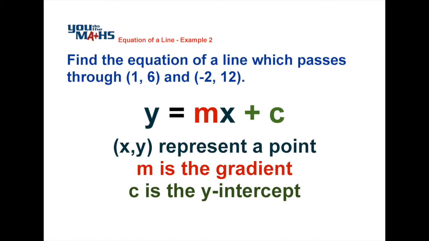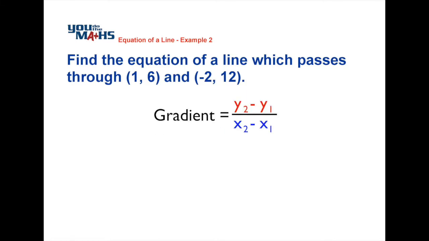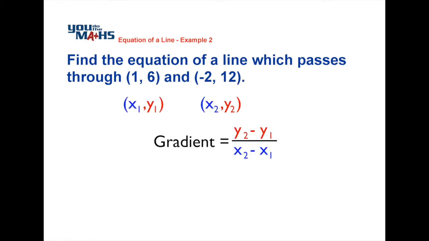If we put negative 2, 12 and the point 1, 6 on a pair of axes, and it is a sketch graph only at this stage, we can see that the line will have a negative gradient, so m will be negative, but the y-intercept's unclear. So we use our formula for gradient between any 2 points. In this case we're going to label the first point x1, y1, remembering the little ones just represent a particular point, they don't have any value, and we'll use x2, y2 for negative 2, 12, and we're going to substitute those into the equation.